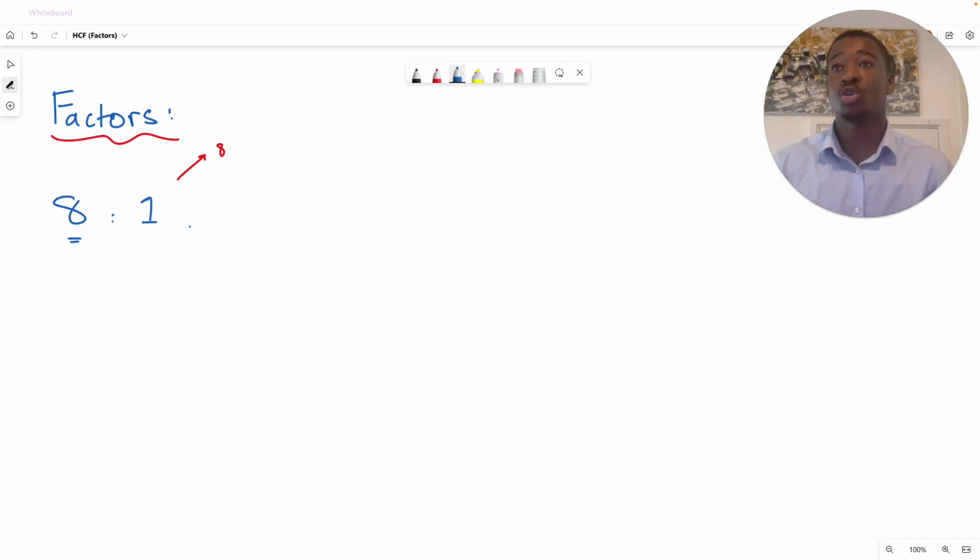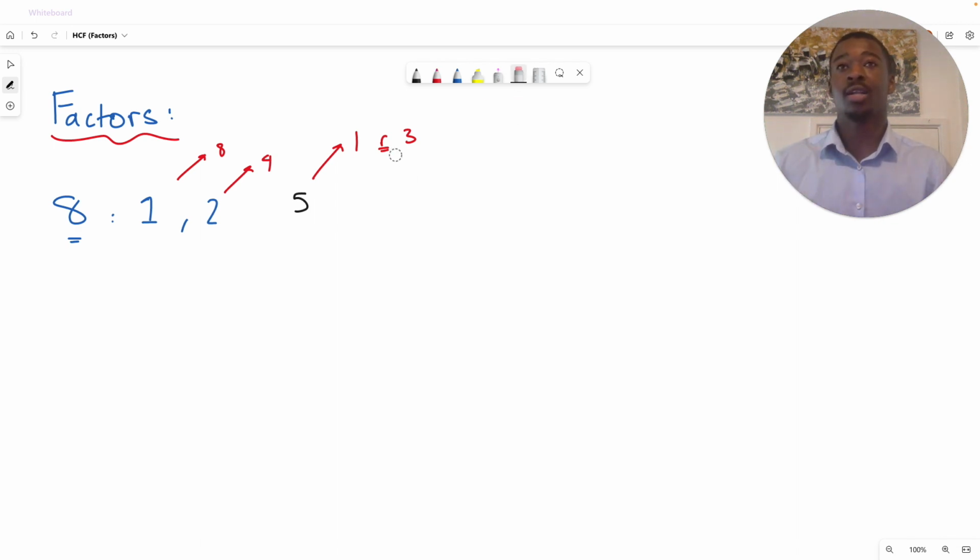Same thing with 2. 2 is a factor of 8 because 8 can be divided by 2 evenly without leaving a remainder. When we do that, we're left with 4. So you can see that 5 wouldn't work. 5 is not a factor of 8 because it does not divide evenly into 8. When we divide 8 by 5, we have 1, remainder 3. So that's what a factor is, any number that divides evenly into our given number.